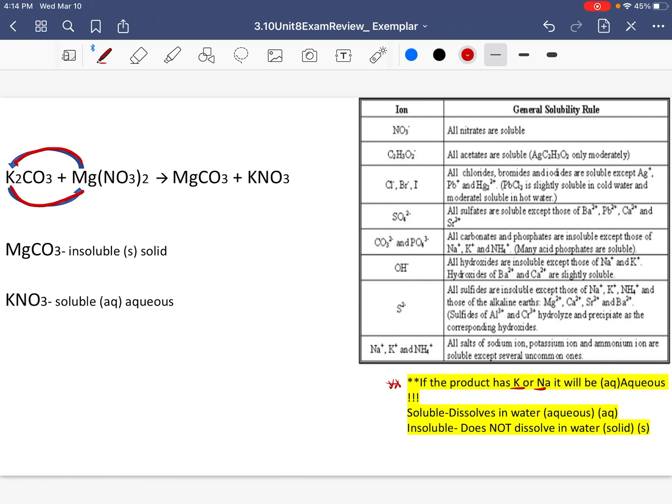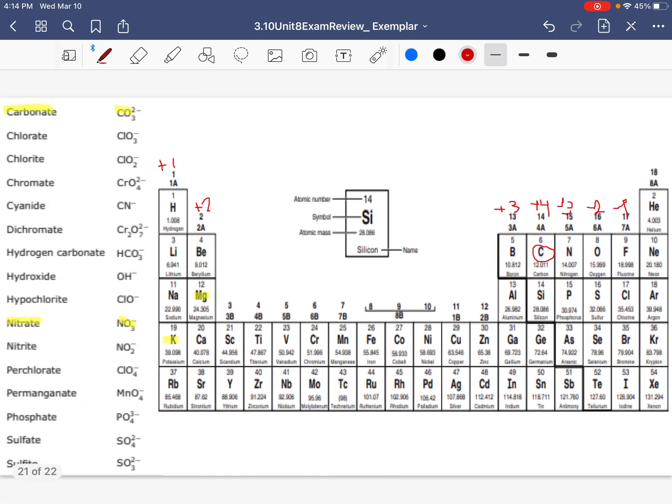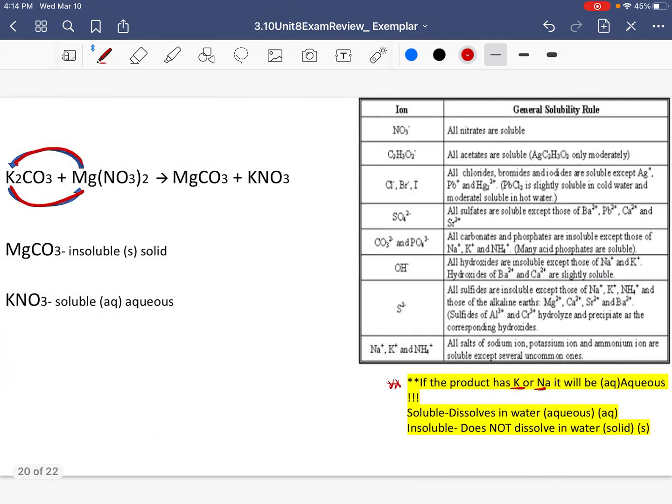Remember, this is a double replacement reaction. So magnesium replaces potassium and potassium replaces magnesium. When you go to your chart, this is how you get your charges. Remember to set it up +1, +2, +3, +4. After carbon, it changes -3, -2, -1. Again, carbonate and nitrate get to keep their subscripts because they need them.